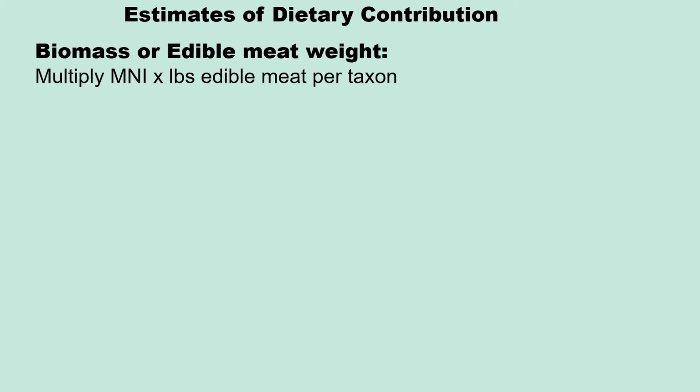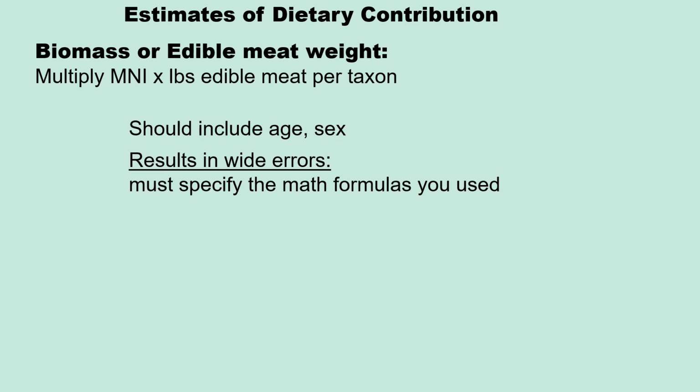Another measure is to estimate the biomass, or edible meat weight. You multiply the minimum number of individuals times the pounds of edible meat per taxon. You need to include the age and sex in your considerations. This derived biomass can result in wide errors, and therefore you must specify the math formulas that you used.